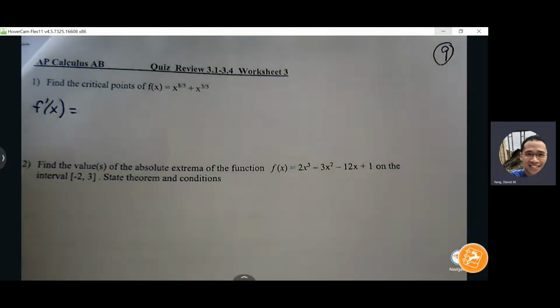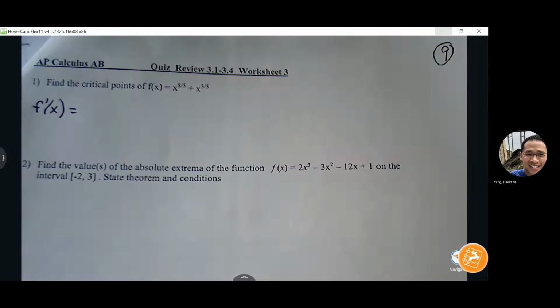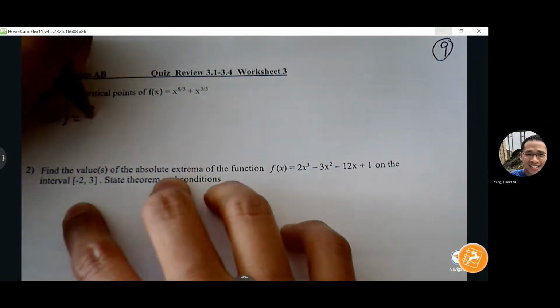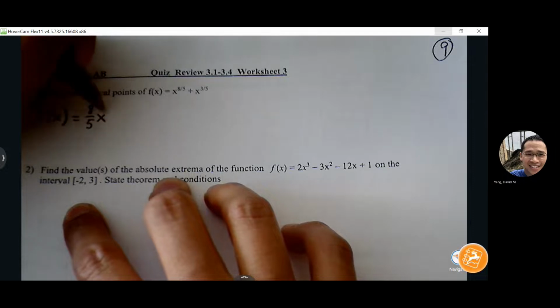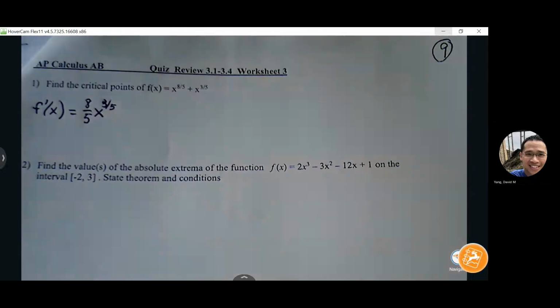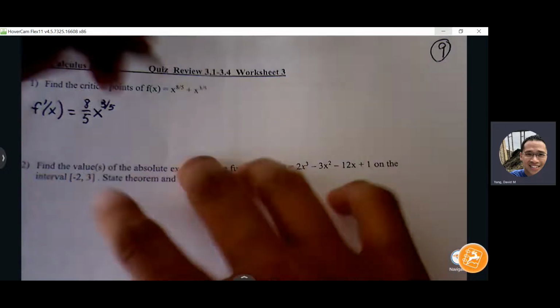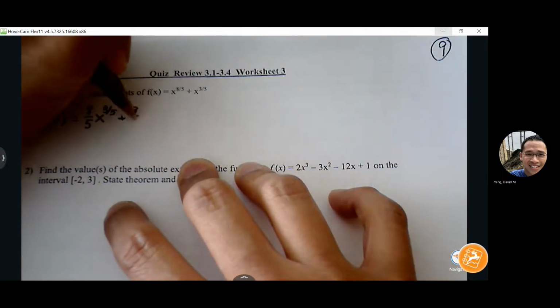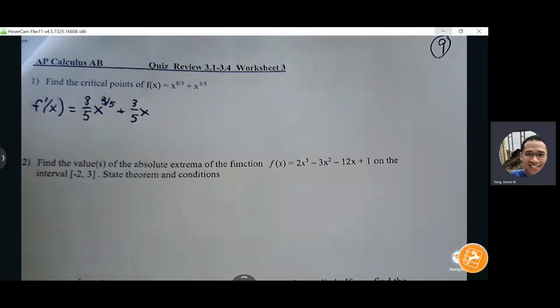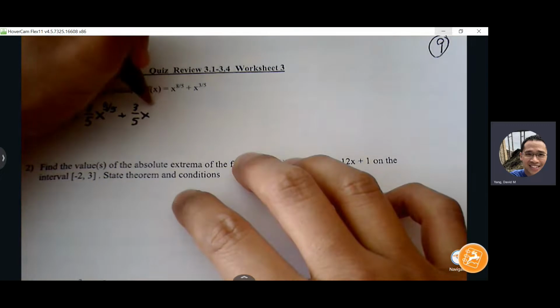Okay, go through power rule for both my terms. So 8/5 minus 5/5 is 3/5. Okay. 3/5 minus 1, same thing as 3/5 minus 5/5, which is negative 2/5.